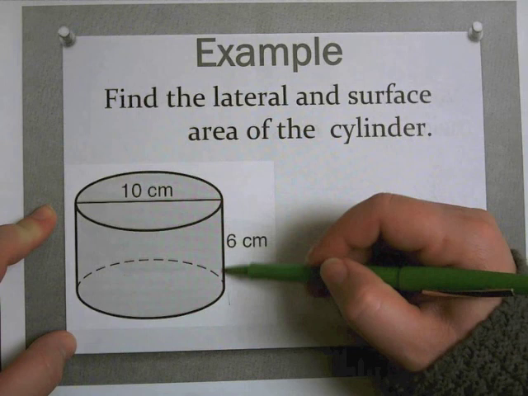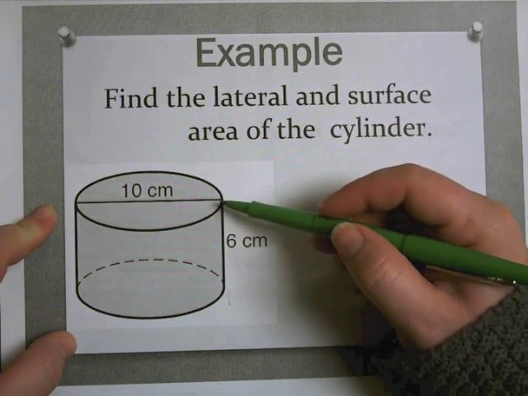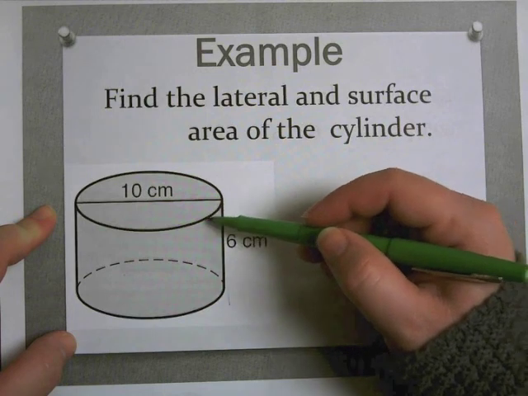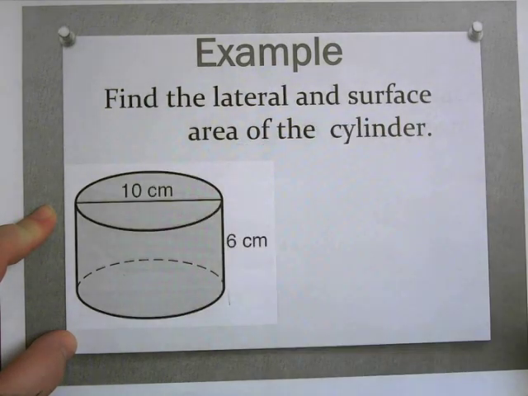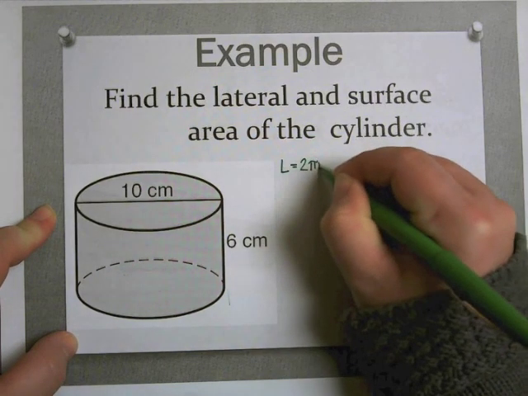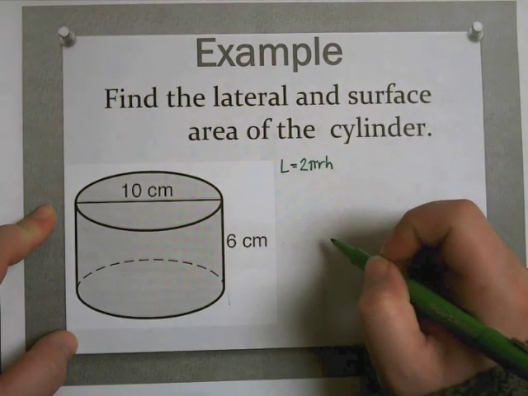So we've got our height, okay? We need the base, which if you look at the base is actually the circumference of our circle. So that's why we get the lateral area is 2 pi r times the height. 2 pi r is that perimeter of the circle, which is also called our circumference.